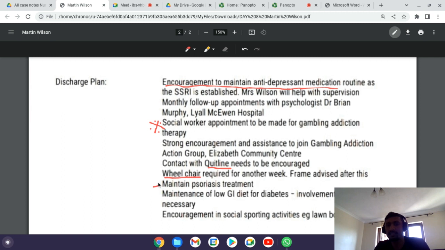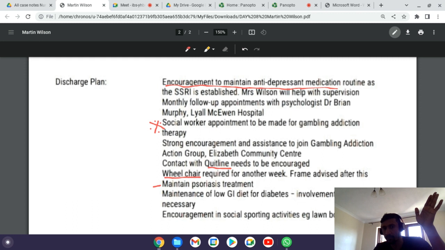Okay, that means you can just mention the medical thing, because the social worker can understand these things, but do it in a superficial manner, not in a deep manner. So, maintain psoriasis treatment. We can just club that information with the psoriasis medications, isn't it?